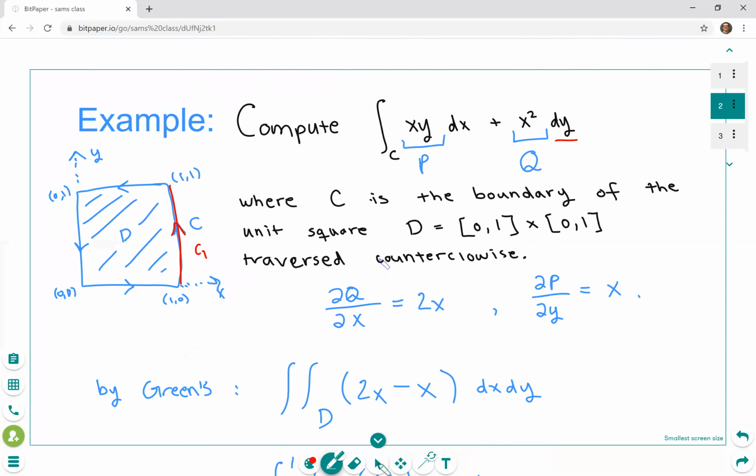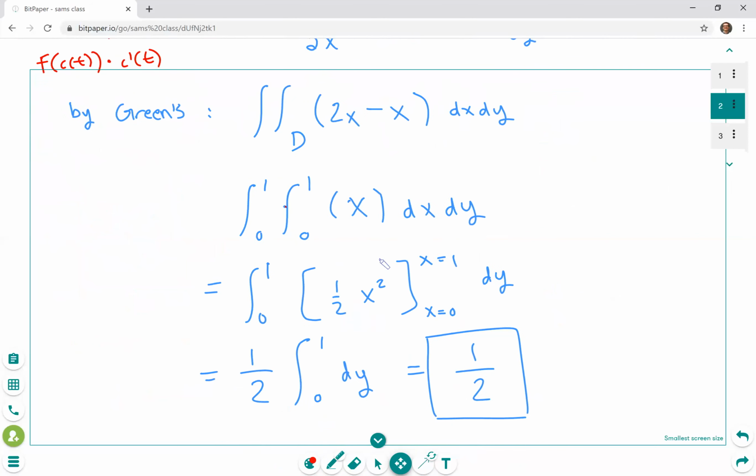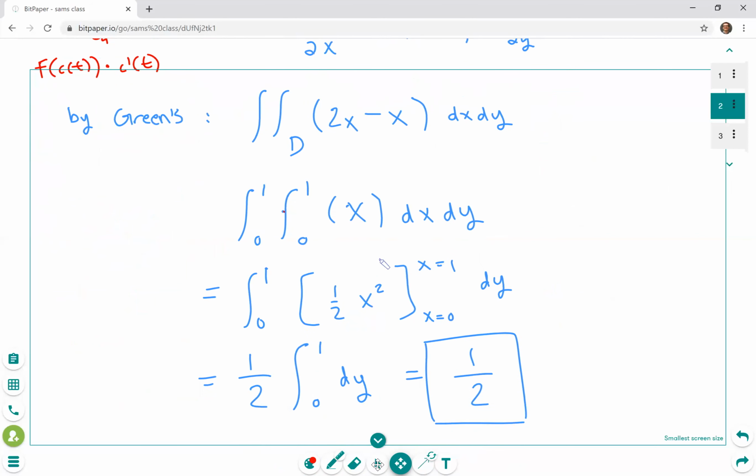You have a C1, C2, C3, C4. They're lines, so they're pretty easy to parameterize, but you'd still have to do 4 of them. And then for each of those, you would have to compute f of c of t dotted with c prime of t. So it's just going to be a lot of computation if you were to do it as a line integral. So we saved a lot of time using Green's theorem here. Hopefully that gets you to appreciate this theorem a bit.